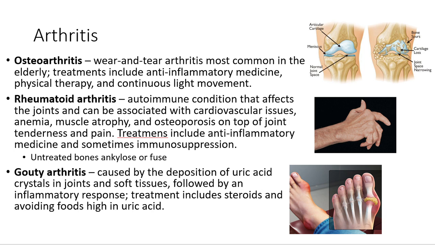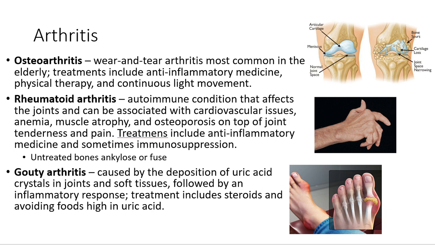Then we have rheumatoid arthritis. RA is an autoimmune condition, meaning that the body is attacking itself. This autoimmune condition affects the joints, but could also be associated with cardiovascular issues, muscle atrophy, anemia, and even osteoporosis on top of joint tenderness and pain. Treatments include anti-inflammatory medicine and sometimes even immunosuppression. But if it goes untreated, the bones can ankylose or fuse together, like you see in the image on the right. It commonly affects the hands, the vertebrae, and sometimes the feet.